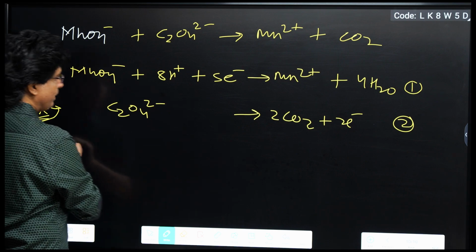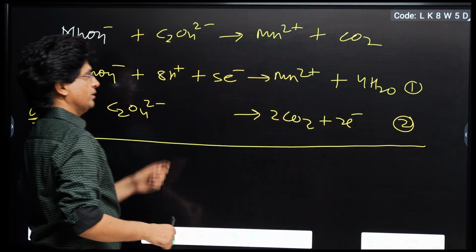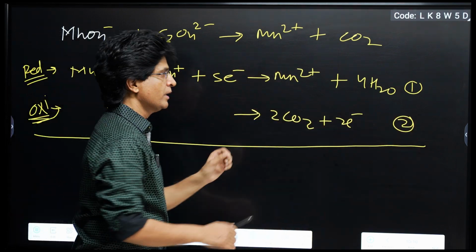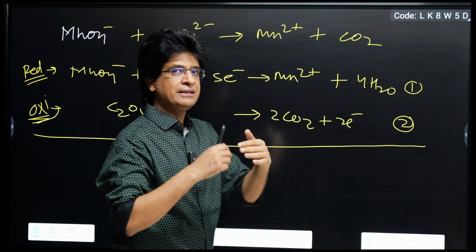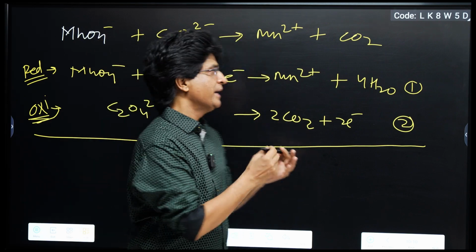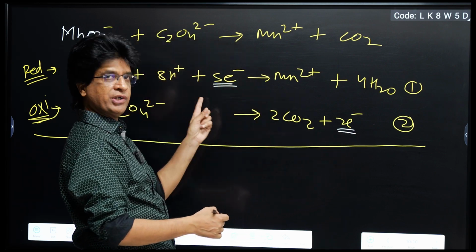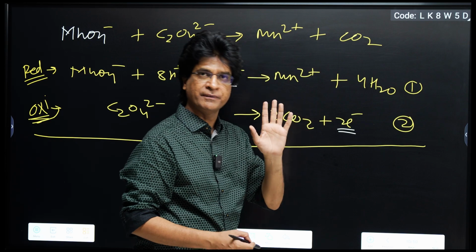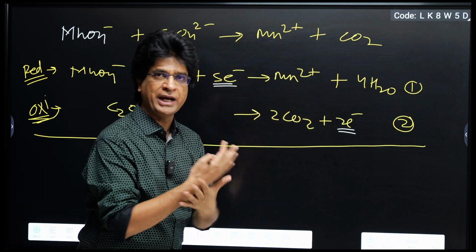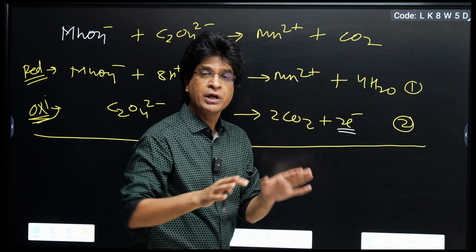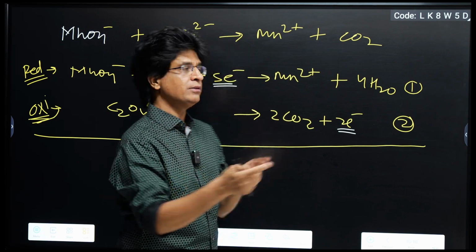Okay, now to balance the redox reaction, this one is reduction, this one is oxidation. Now we have to make sure that in the complete redox reaction, electron should not appear. Electron can appear only in either the reduction reaction or the oxidation reaction. But in a complete redox reaction, electron should not be present. So our job will be to eliminate the electrons.